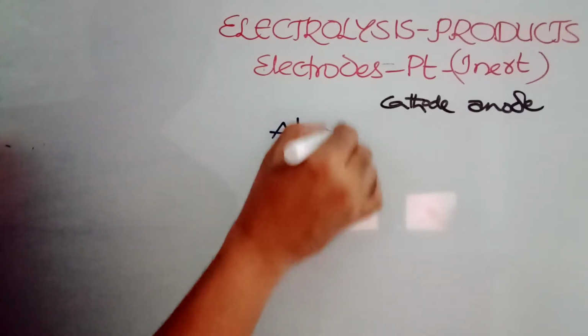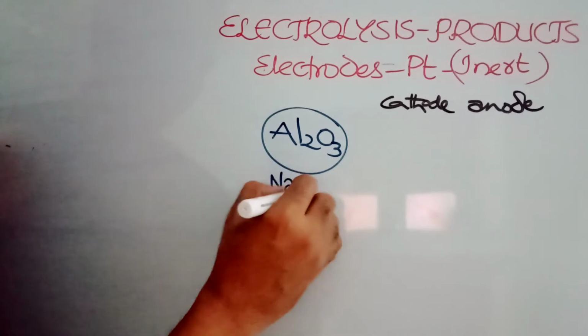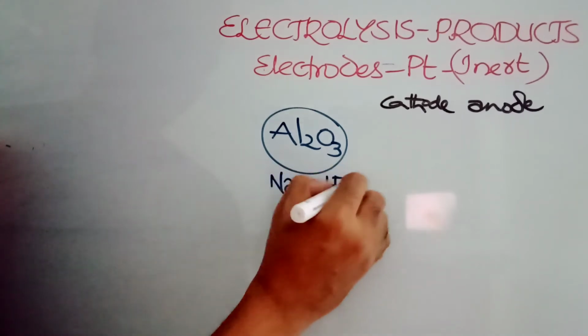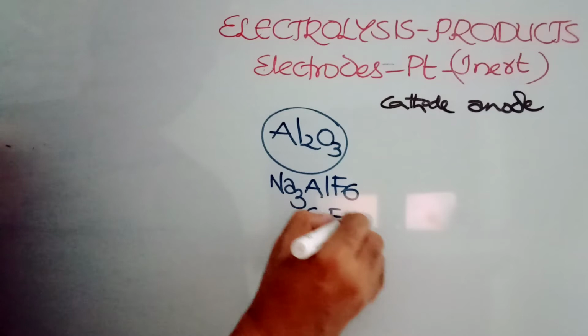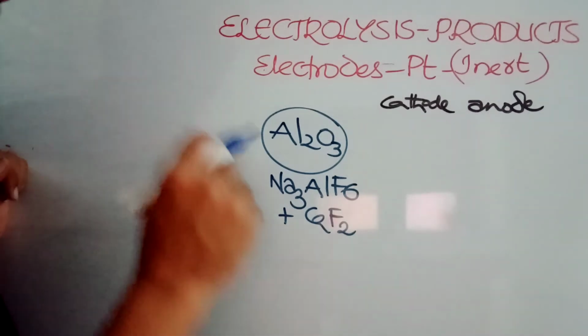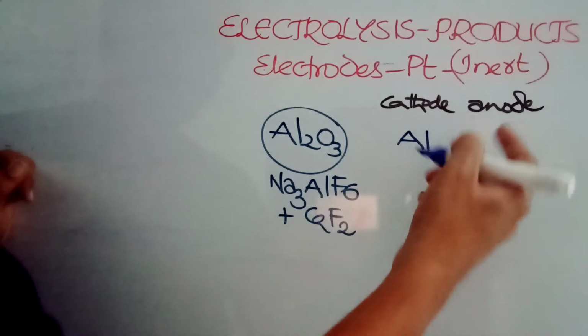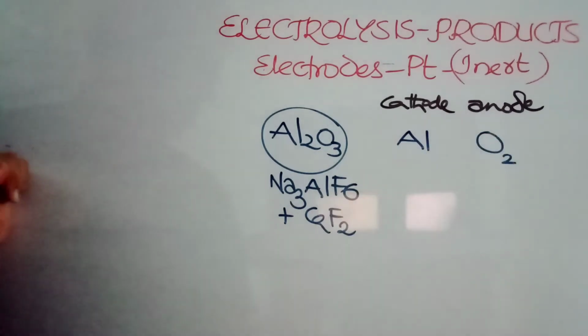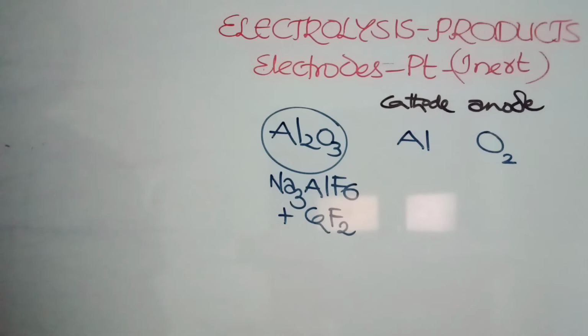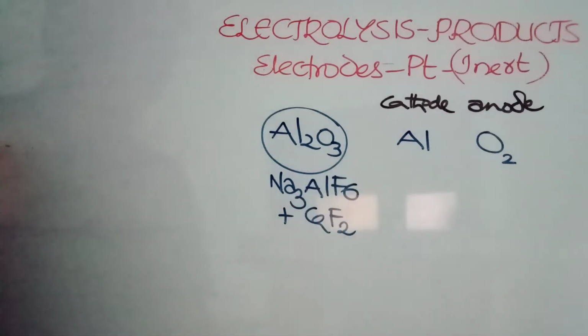Al2O3, alumina. Alumina is not a very good conductor, so we add Na3AlF6 to increase the conductivity, and to decrease the melting point we add even fluorspar, CaF2. Fluorspar and cryolite are added. This is called cryolite. When you are taking Al2O3, you will be getting aluminium at cathode, and at anode, interestingly, you will be getting oxygen. Now first fluorine comes, but the actual product is oxygen. Aluminium at cathode and at anode oxygen will be there, Al2O3.